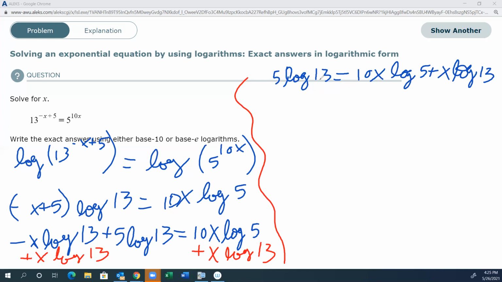Before we continue, bear in mind, this is just a number right here. It's a messy number, it's irrational, but it's just a single number. You can plug it in your calculator and get an answer. Same thing with 10 times log base 5. Same thing with just log 13. Those are all just numbers, but they're kind of messy, so we leave them in this form because we want the exact answer.